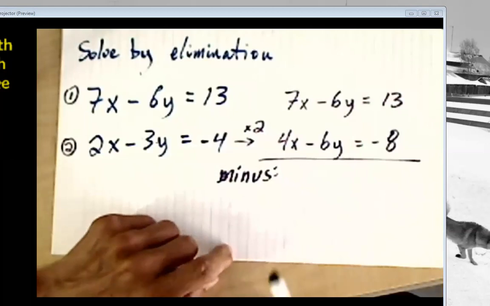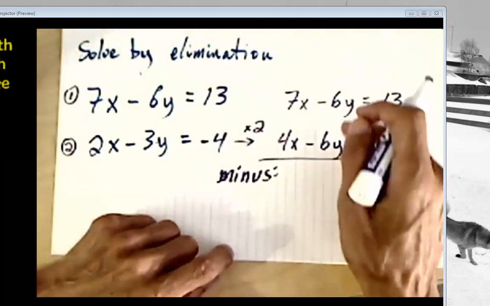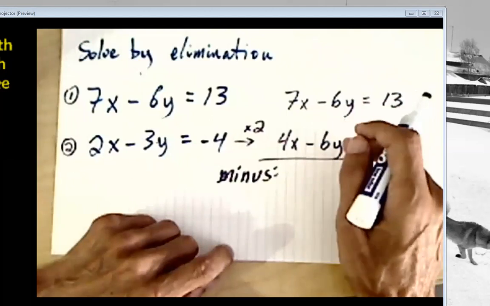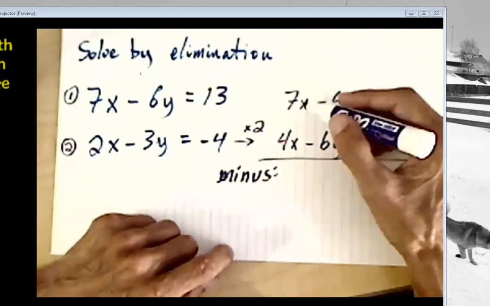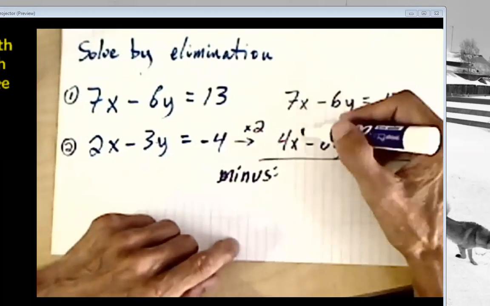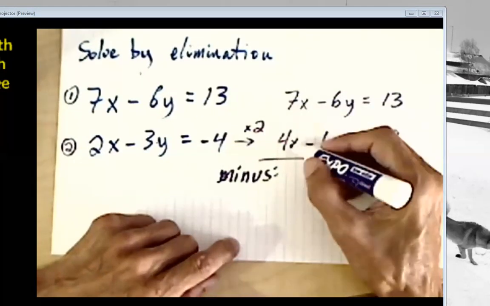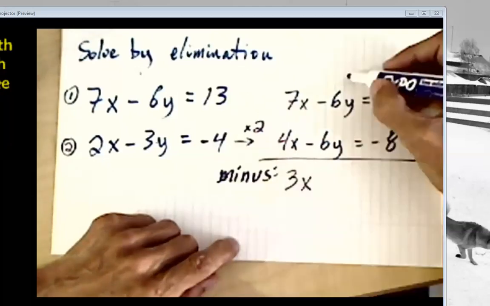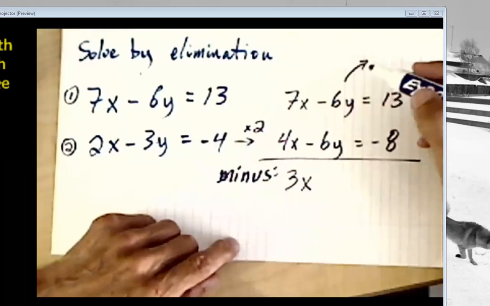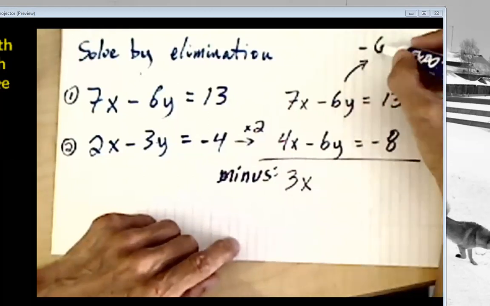Well, I'll show you close with this one here. Okay, so I'll just do the x's so it fits. 7x minus 4x, 3x. But here, you can do this off to the side to get the signs correct. Watch, we got minus 6 from the first equation.